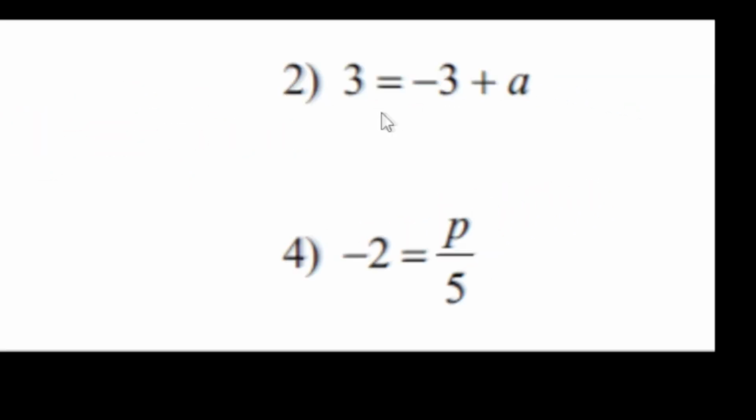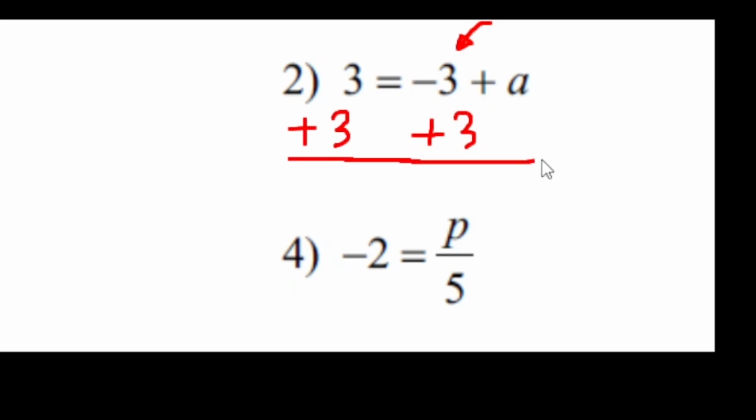Number 2, we have 3 equals -3 plus a. So again, to get rid of this -3 from the right side, I just need to do the inverse operation. So I do +3 on both sides. Once we do that, we get 3 plus 3, that is 6, equals a. Now again, we can write this as a equals 6. So they basically mean the same thing. 6 equals a and a equals 6 are both correct.